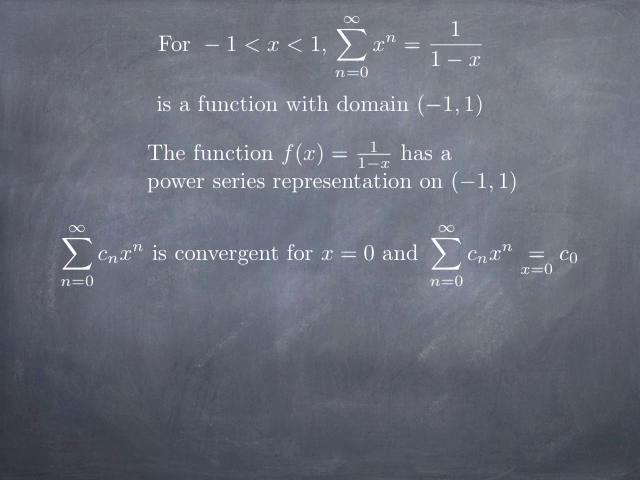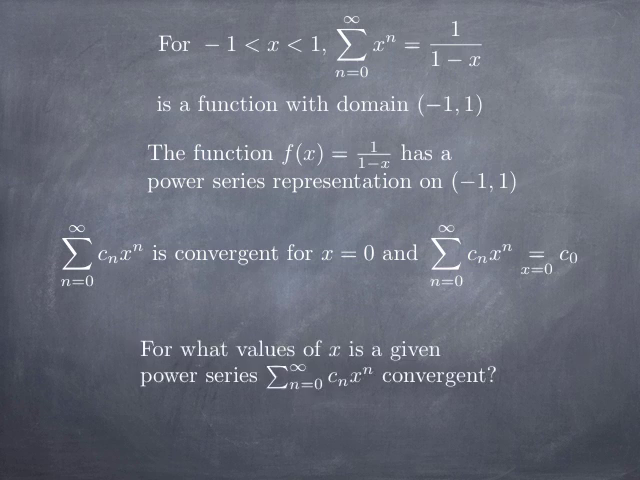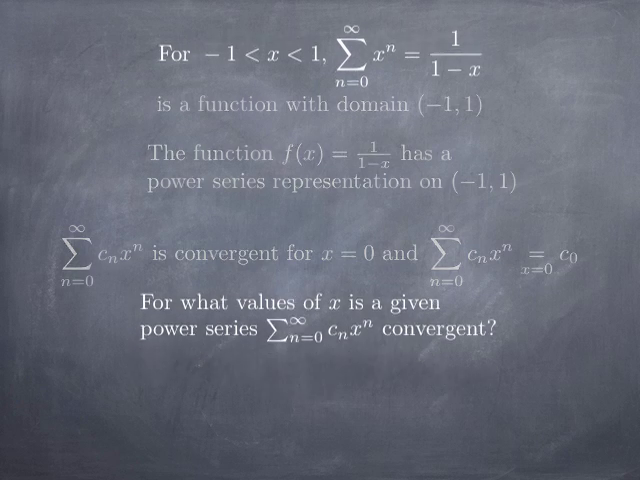So then you get just the first term C0 of the series as the sum of the series. So you have always at least x equals 0 where the series is convergent. On the other end, we've seen an example of a power series converging between -1 and 1, and another example converging everywhere. So a legitimate general question is for what values of x is a given power series convergent.